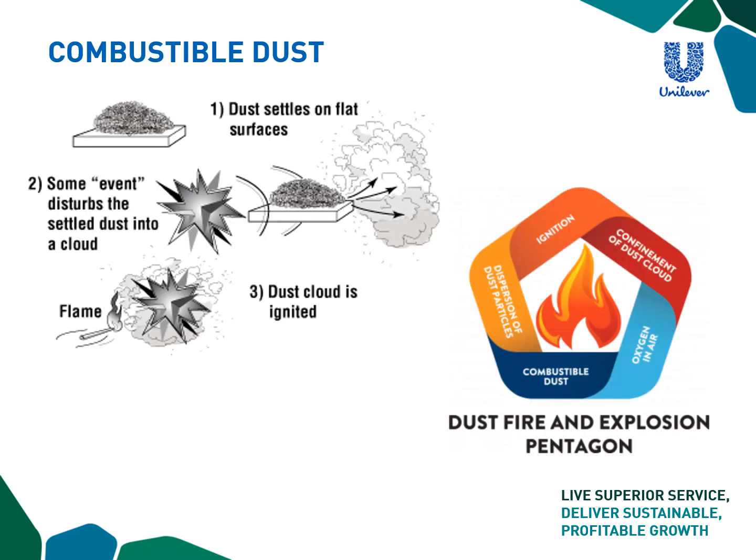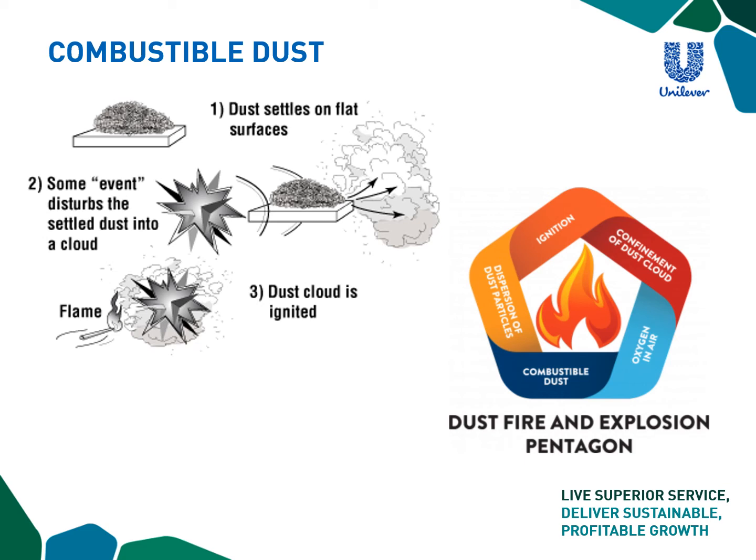So what turns regular dust into combustible dust? Well, first you have to have a significant accumulation of dust over time on flat surfaces. Then some event occurs that disturbs the settled dust and puts it into a cloud. And then you have to have some kind of ignition source to ignite that cloud of dust.